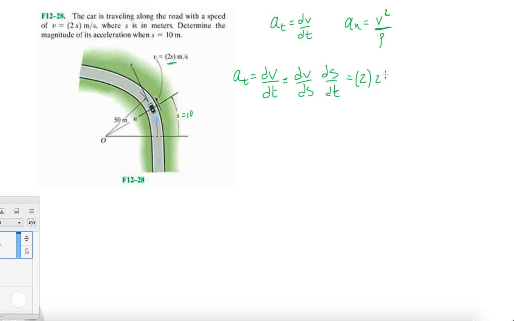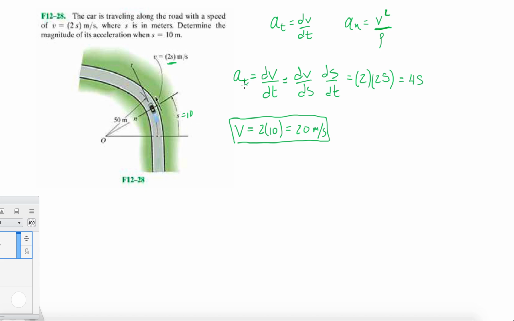2s, and then we get 4s. One thing we can do is, at 10 meters, we get that the velocity is 20 meters per second, because we'll need that for the normal component of the acceleration.